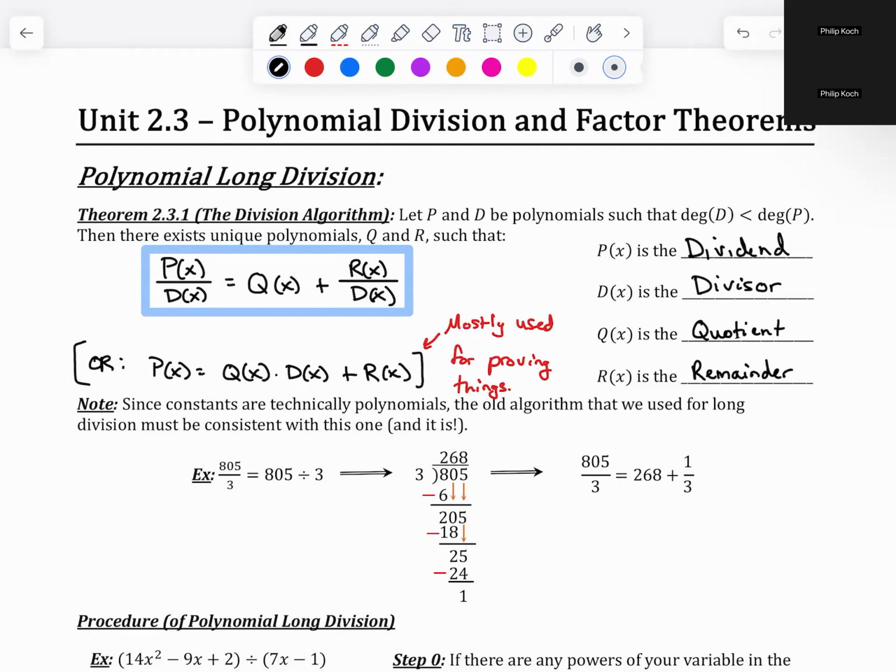Now, if you remember the old algorithm for long division back in the day, every number is technically a polynomial. It's just not a very exciting polynomial. It's a degree zero polynomial. Because that's true, the old algorithm can give us some insight on how to do the new algorithm. And by the way, if you already know how to do polynomial long division, kudos to you. This will be mostly a review, but otherwise, we're going to go through it.